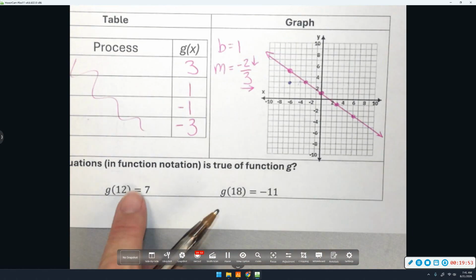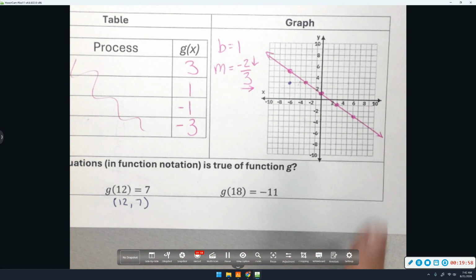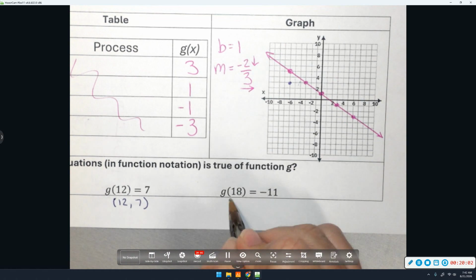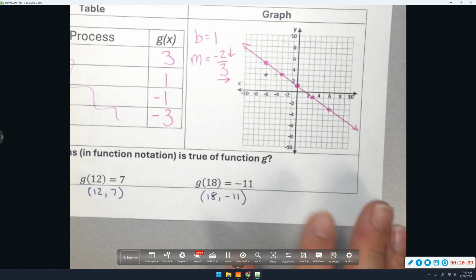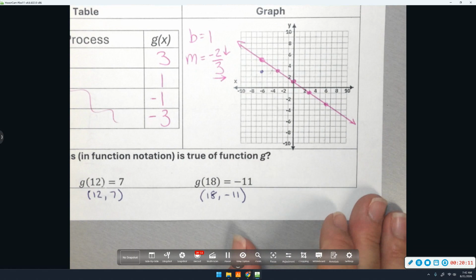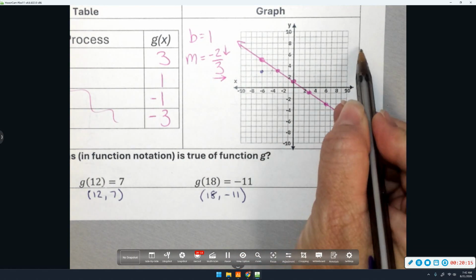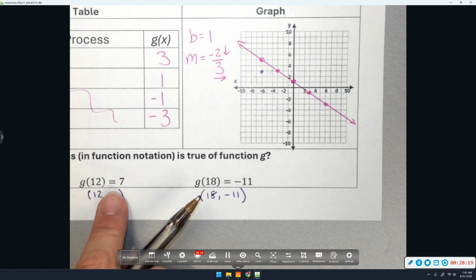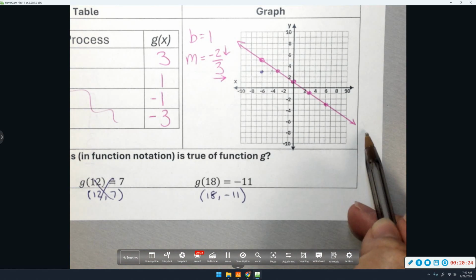This is asking about the point 12, 7, which do we see that? No, so we're going to come back to that. This one is asking about the point 18, negative 11, which again, do we see that? So we're going to talk about it. Well, here's my question. 12, 7. If I go over 12, up 7, is my pink line anywhere near that? So do we even need to plug that one in? Does that one make sense at all? No. Now, 18, negative 11 might make sense.